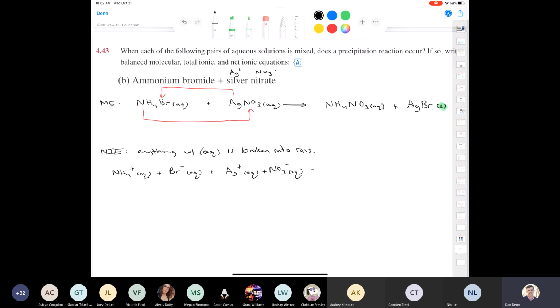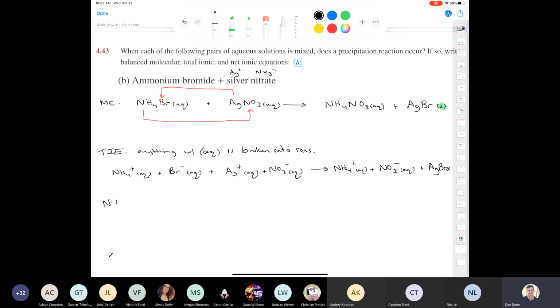Aqueous, it produces ammonium nitrate. So we'll put NH4+ aqueous plus nitrate aqueous. Now, since silver bromide is a solid, we leave it as it is, AgBr(s). Oh, sorry, that wasn't the net ionic equation, that's the total ionic equation.